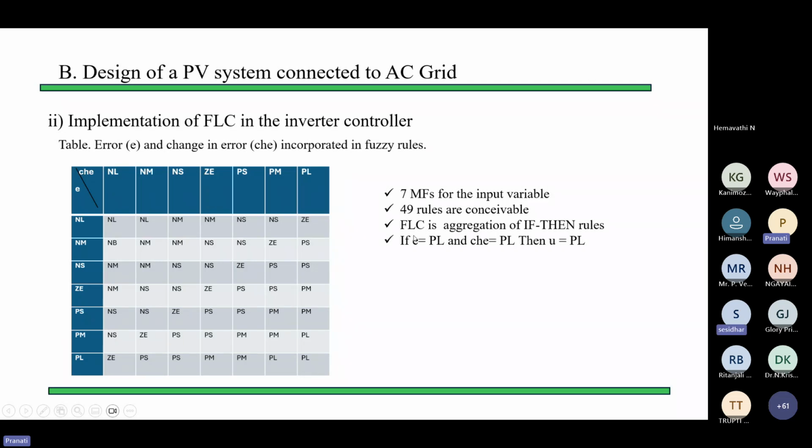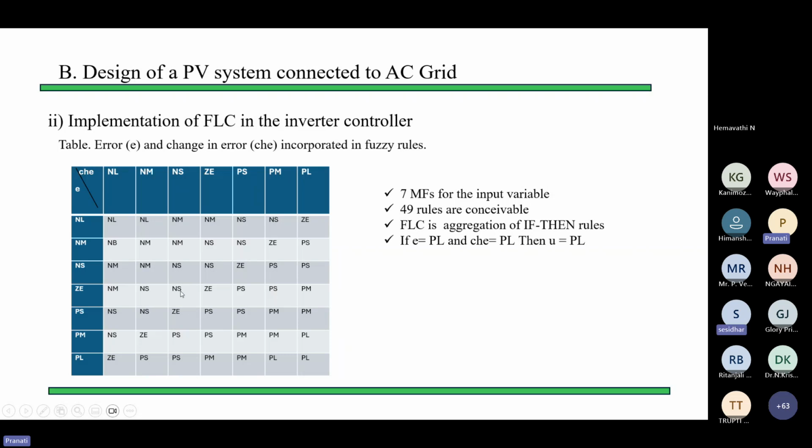Now, a fuzzy logic controller is an aggregation of if and then rules. So we can have one example here. If error is negative large and change in error is negative large, then our output duty cycle will be negative large. Similarly, we can take any value. If the error is negative small and the change in error is negative small, we have the duty cycle as negative small. Or when the error is zero error and the change in error is negative small, we have negative small as the duty cycle.